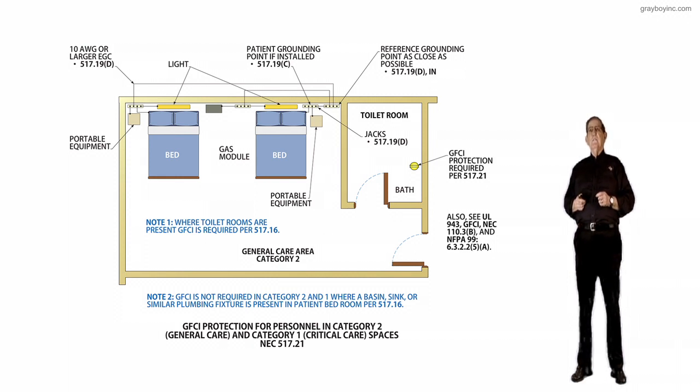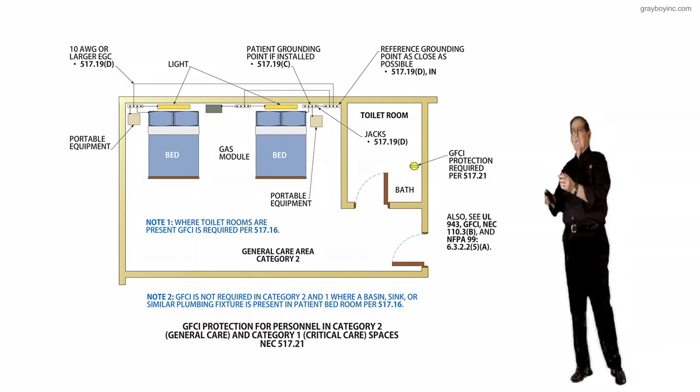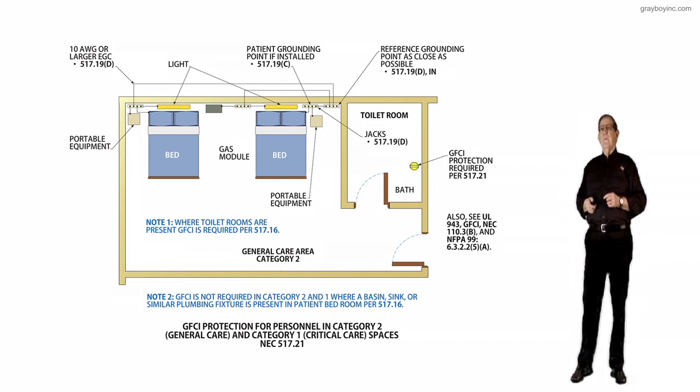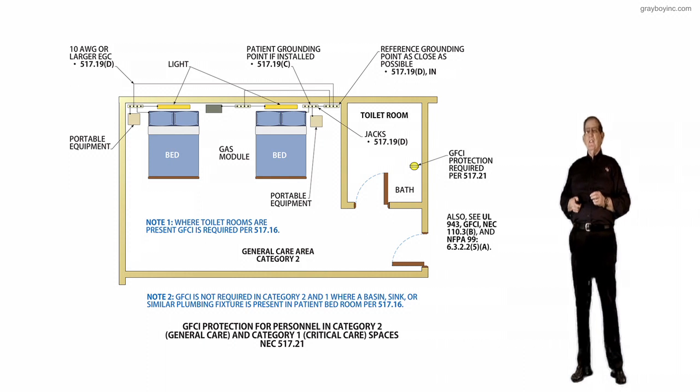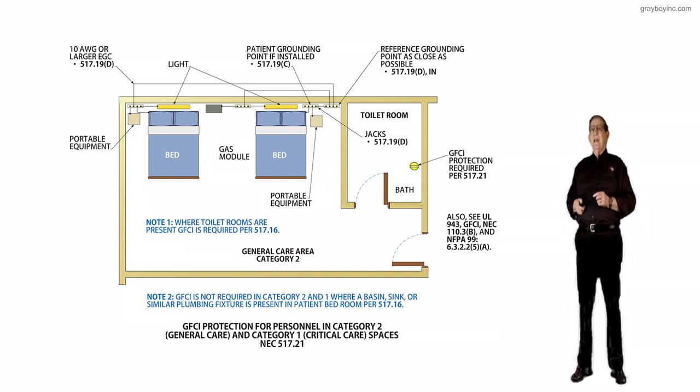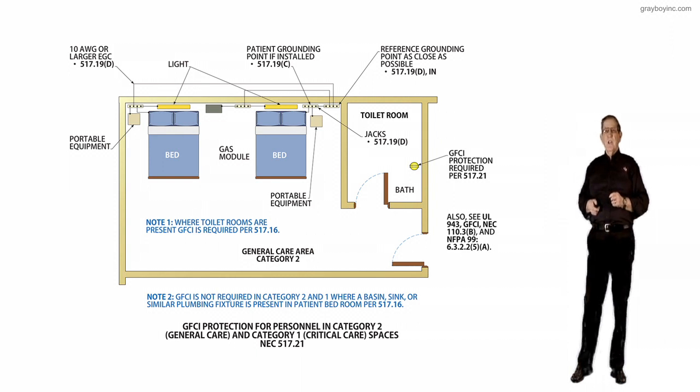Now, I would like to give you one reminder. Look at the also call out that's located at the right of the illustration, close to the door entering into the patient care area. It tells you also see UL 943 for GFCI protection, 110.3B for installation in accordance with the manufacturer's rules, and NFPA 99 6.3.2.2 item 5 uppercase A.